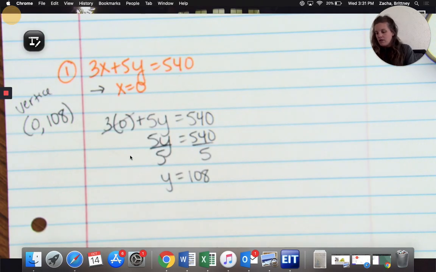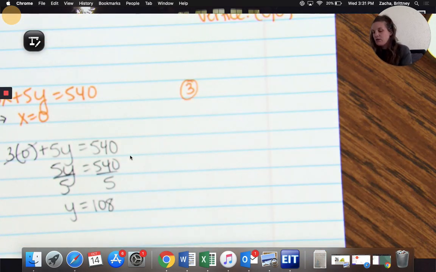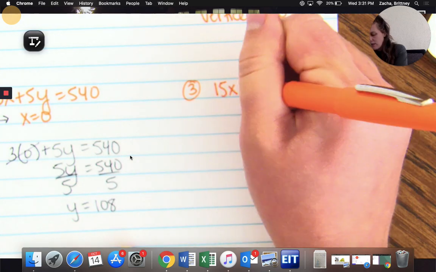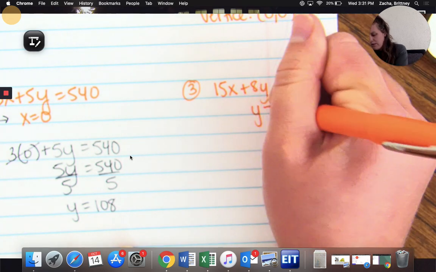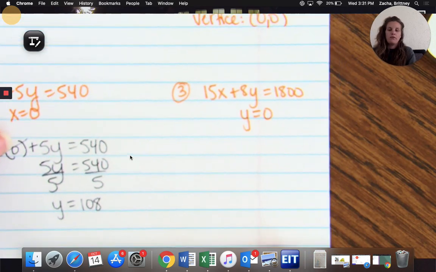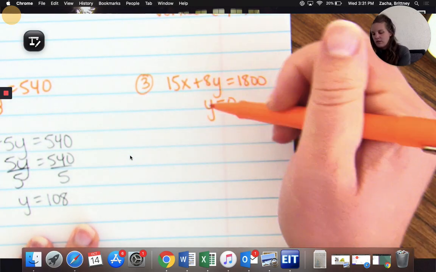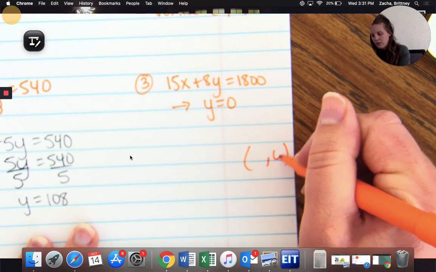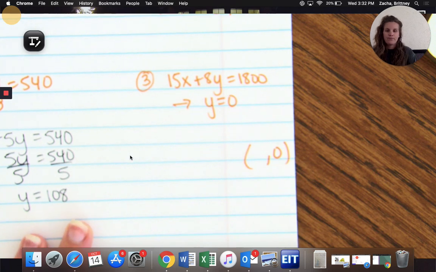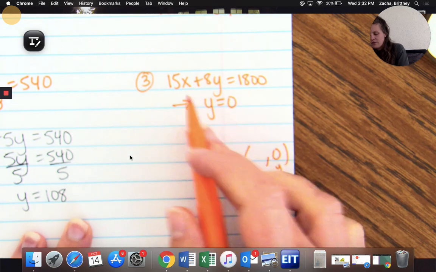Okay, so now I'm going to go ahead and jump to equation 3, or system number 3, because it's very similar to what we just did. So 15x plus 8y equals 1800. And then this time we know that y equals 0. That was the second line. So same process. We're going to use substitution because we already know that y is 0. So we already know the y-coordinate of the intersection is 0. All right, so now we're going to substitute that in for y.